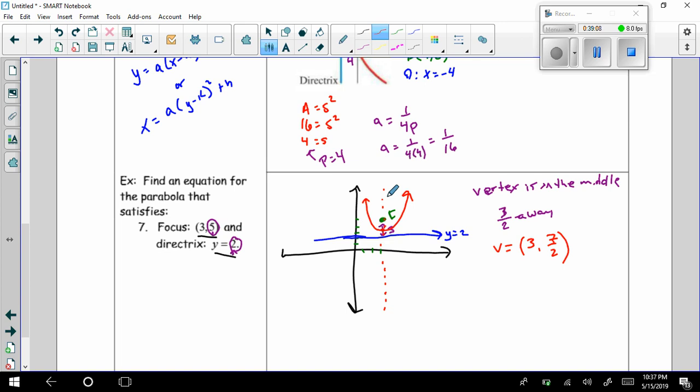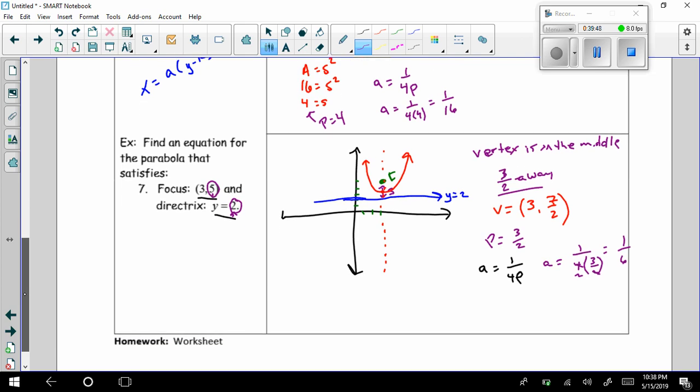Let's see, what else do we know? We know that p is 3. Oh, sorry, is 3 over 2. Because that's how far the vertex is away. So a is equal to 1 over 4 times p. So we plug that in. So a equals 1 over 4 times 3 over 2. And that goes to 2. So 1 over 6.